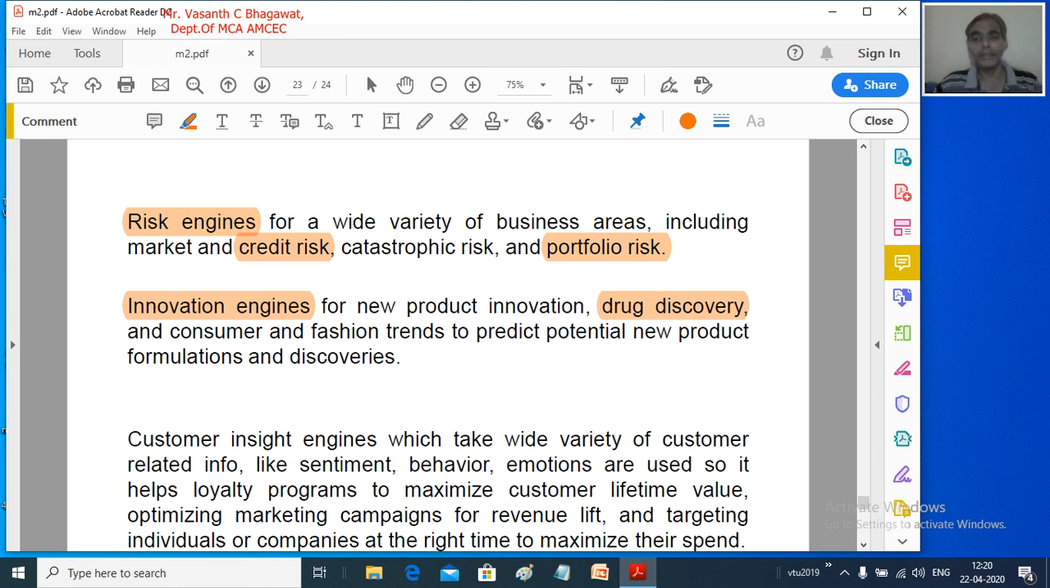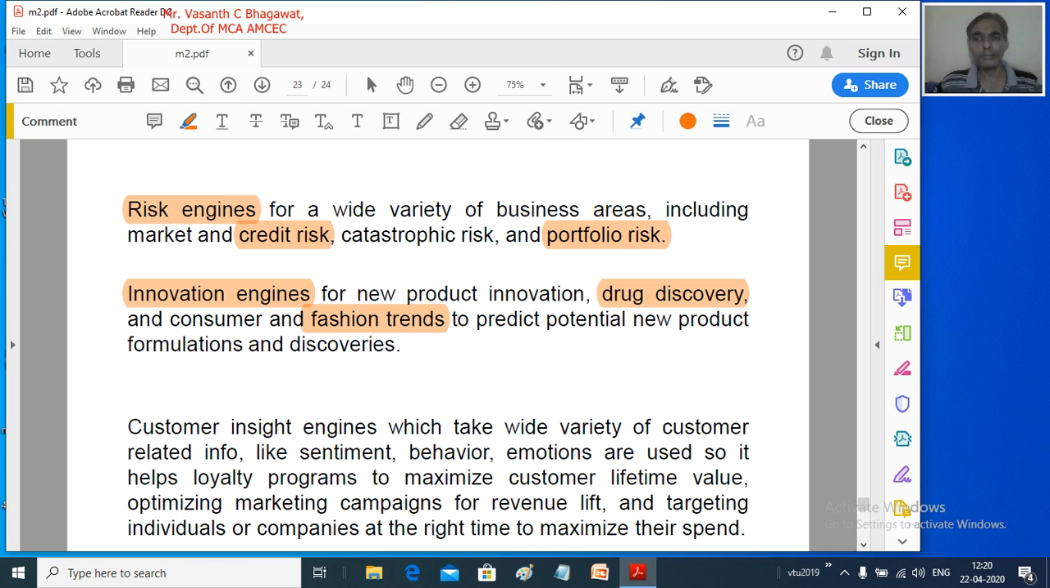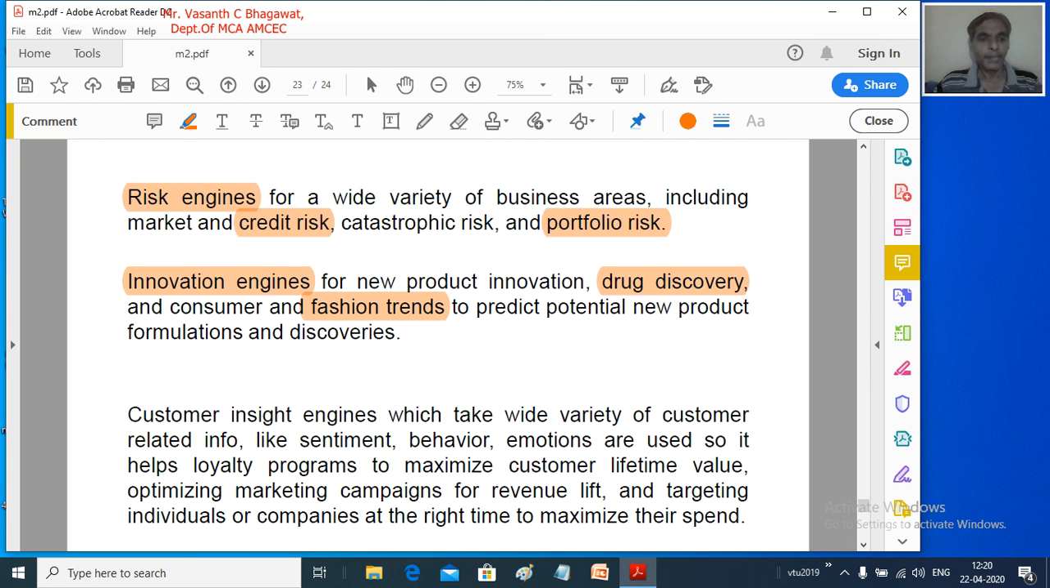To do that, they look into the past data and the current data, and they try to predict how you can come up with an innovative product. Or it can be in fashion trends, how they come up with innovative fashion trends with respect to the technology or the age of the customers, right?